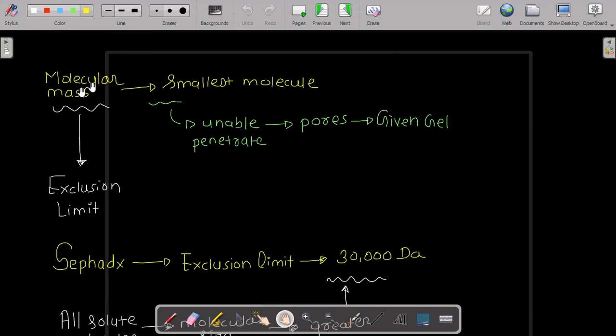Now the molecular mass of the smallest molecule which is unable to penetrate the pores of the given gel is known as the exclusion limit. What is exclusion limit? Exclusion limit is the molecular mass of the smallest molecule that is unable to penetrate the pores of the given gel. That is what your exclusion limit is.